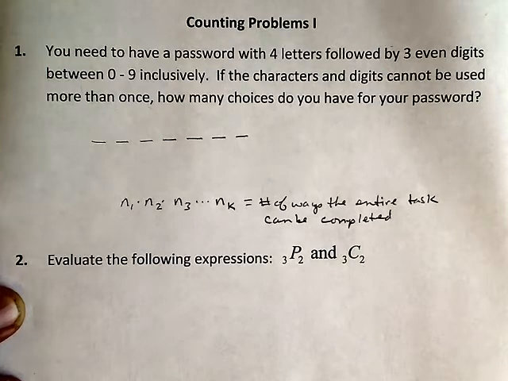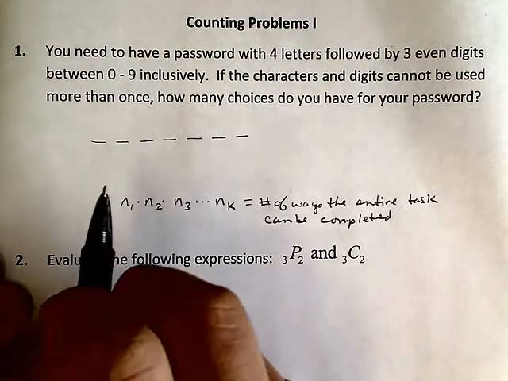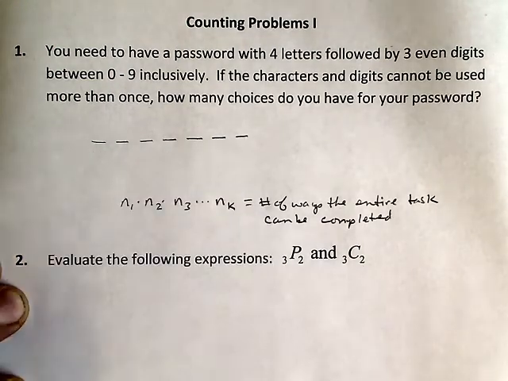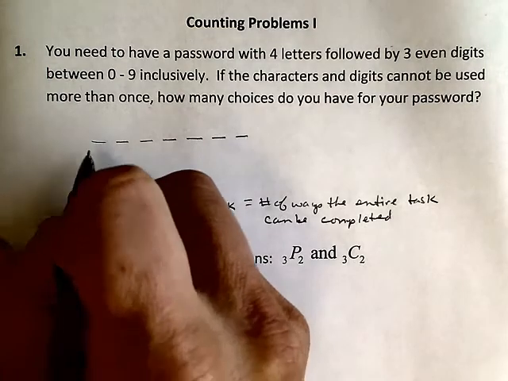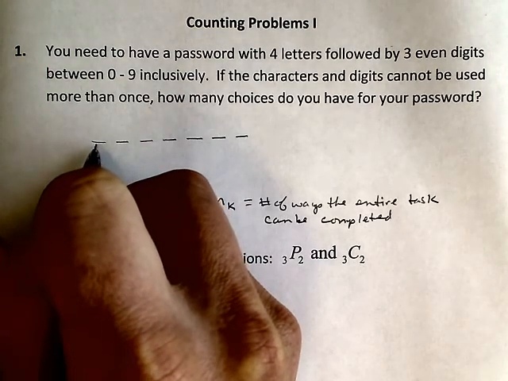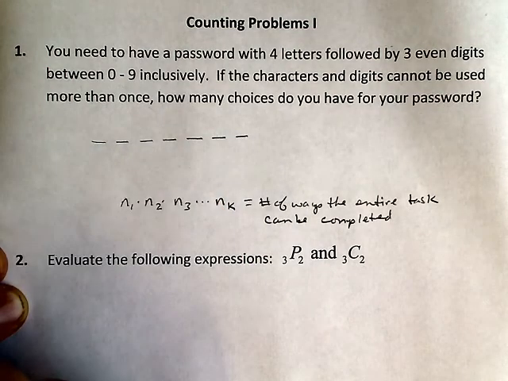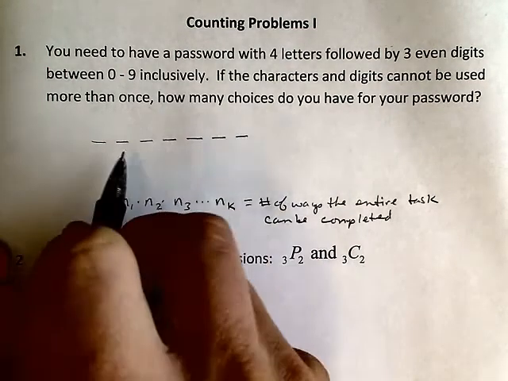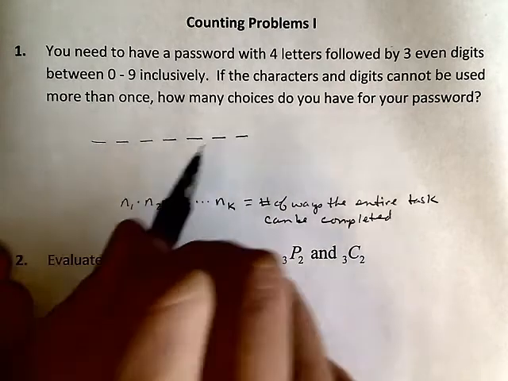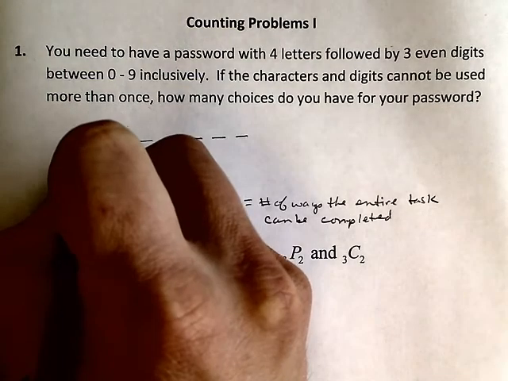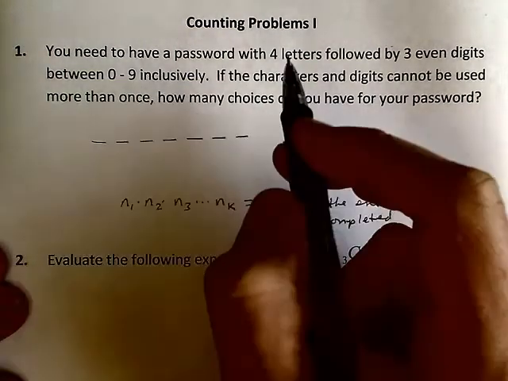Okay? So now I want to apply this to this problem. My task here is I've got a 7 character or a 7 blank password that I'm creating. And this character or this blank here, how many ways can that be done? How many ways can this be done? And so forth. And if I figure out the number of ways of each of these, take the product, then I get the total number of choices I have for a password. Okay. The first blank must be a letter.